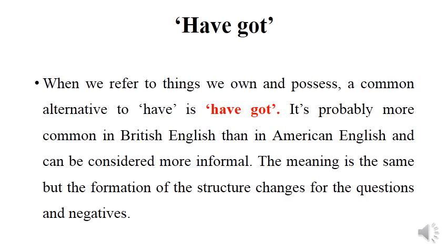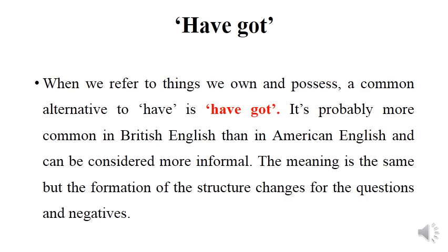Now we move to speak about have got. When we refer to things we own and possess, a common alternative to have is have got. It's probably more common in British English, than in American English. يعني تستعمل كثيرا في الإنجليزية البريطانية وليس في الإنجليزية الأمريكية. And have got can be considered as informal language. يعني يمكن استعمال هذه الجملة في الأماكن الغير الرسمية وليس الأماكن الرسمية.